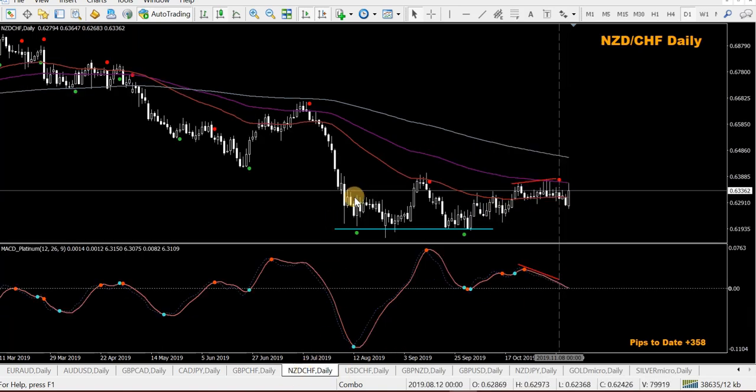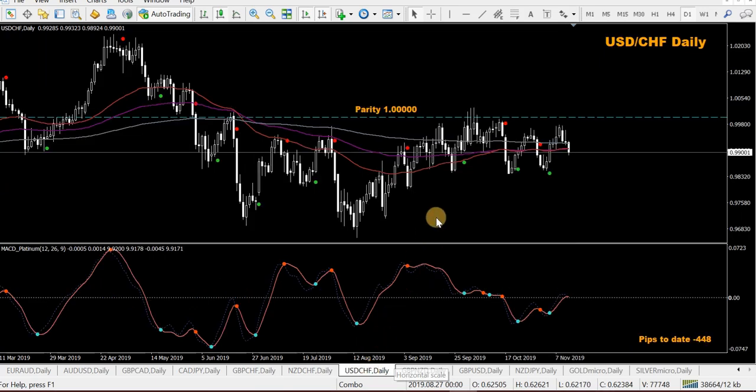New Zealand, Swiss franc, not many trades at the moment. I did look at the sell here. There was a sell signal, but the MACD Platinum was too close to the zero level for my liking. Might have turned out to be a good thing because of that news, but it's popped up. If I did take the sell there, the stop would have been up here. It's probably above this high here. So it still wouldn't have been stopped out, but it's just not a pretty setup. I might regret that. Could keep on going.